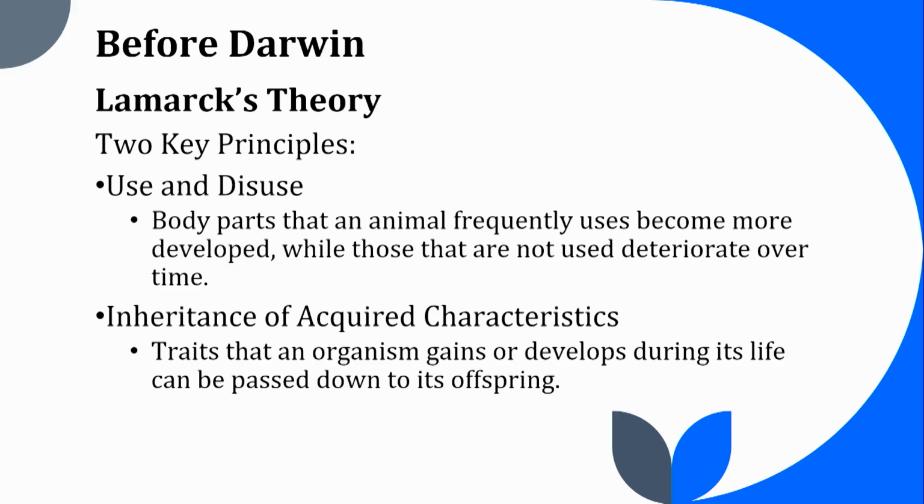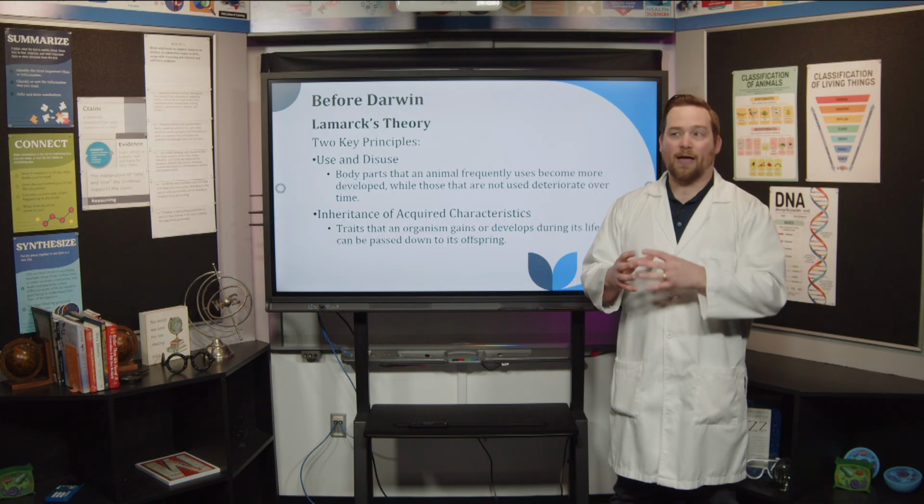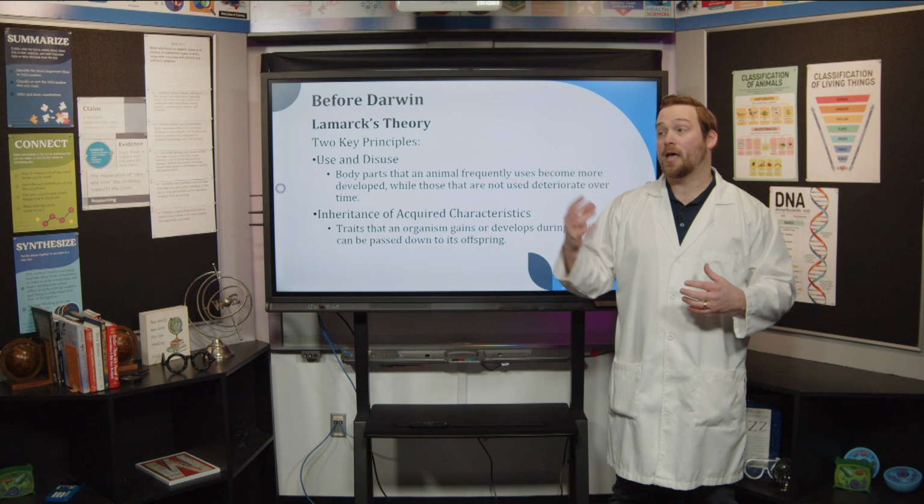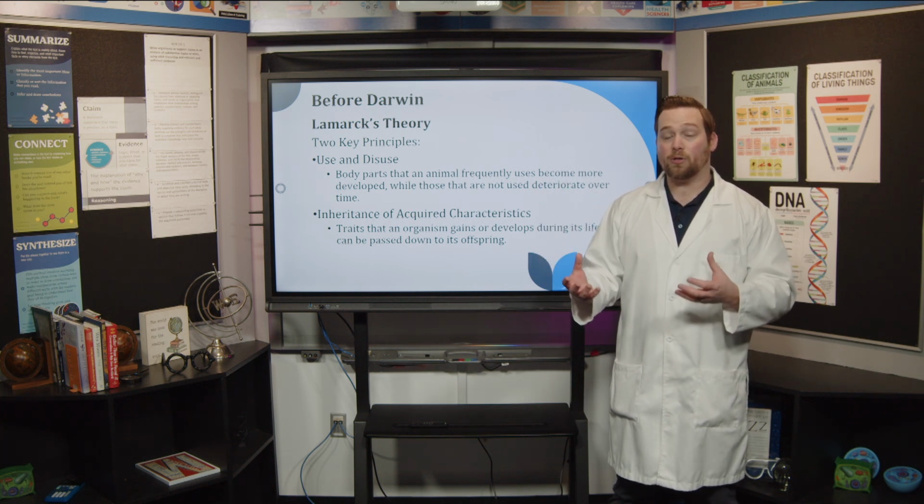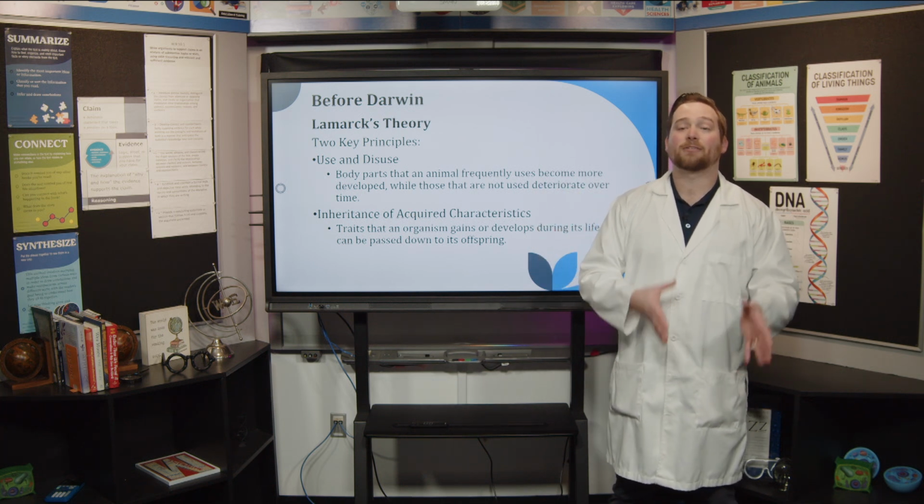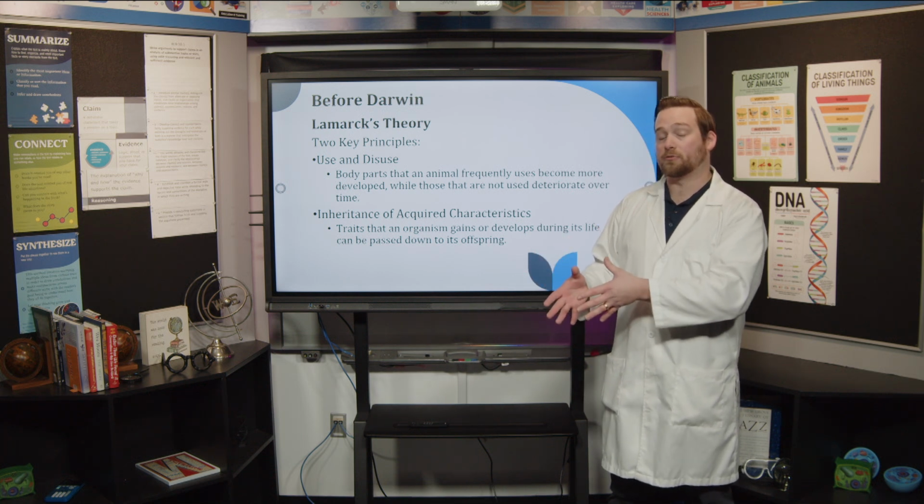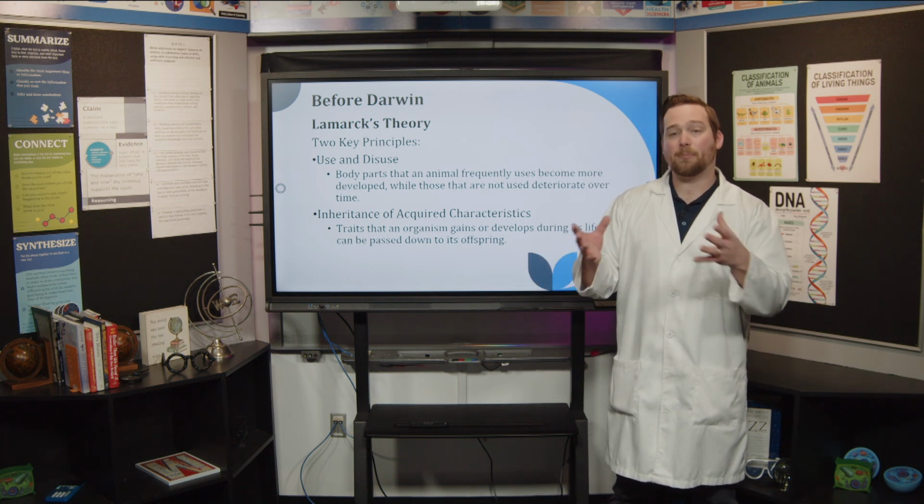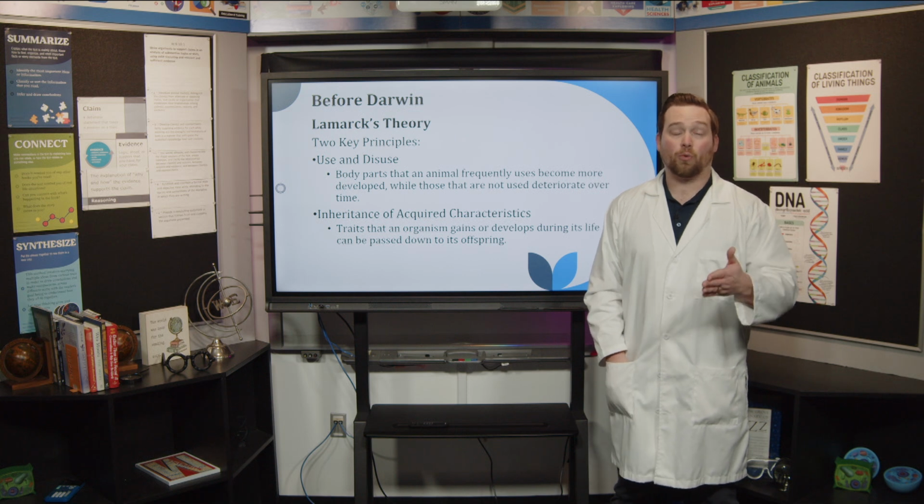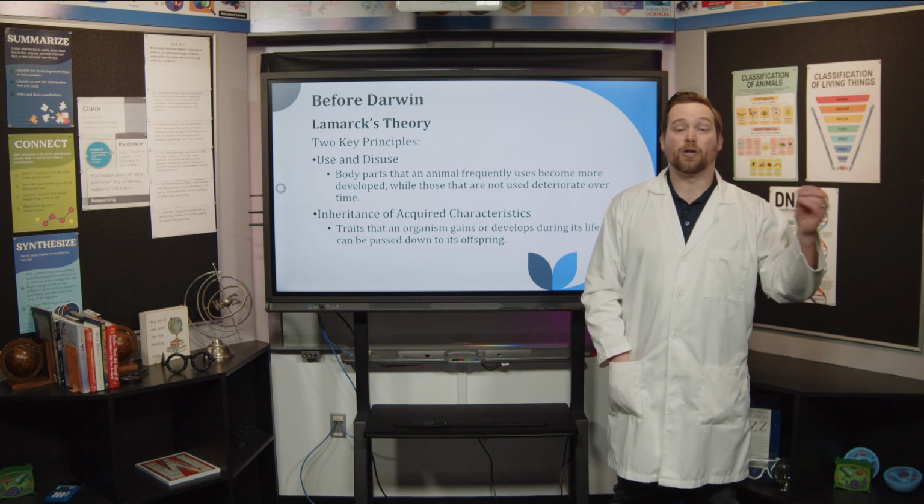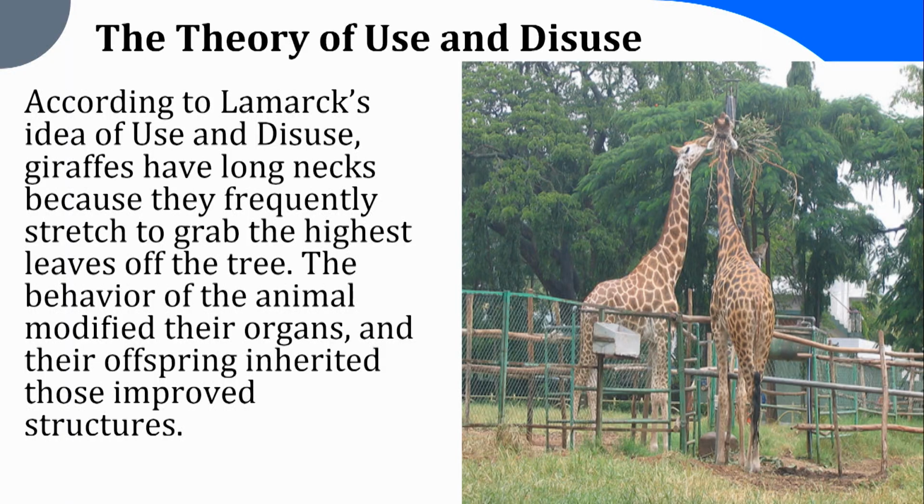His second idea was the inheritance of acquired characteristics. What this means is that traits that an organism gains or develops during its life can be passed down to its offspring. So why do giraffes have long necks? Well, giraffes are stretching for those leaves, their necks are getting longer, and then when they reproduce, because their necks were so long, they pass that long neck trait down to their offspring. So that's kind of the idea that people had before Charles Darwin showed up.